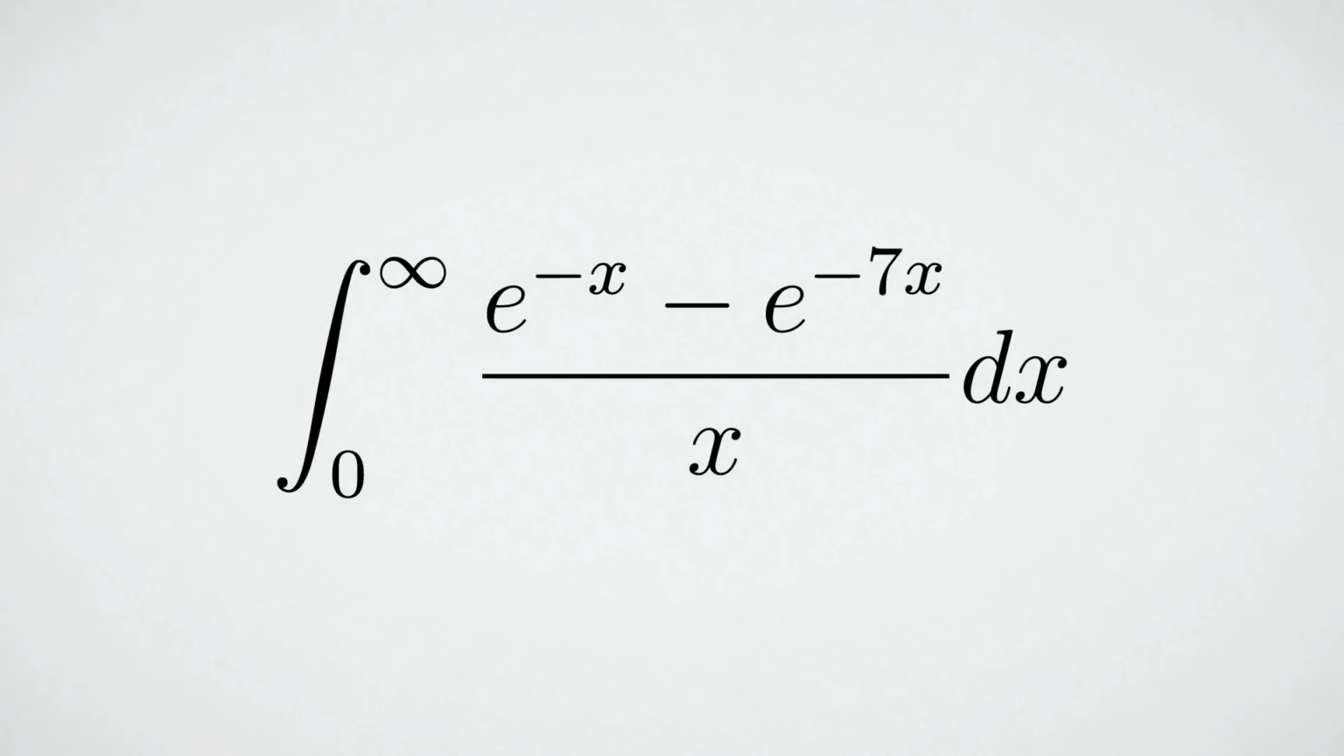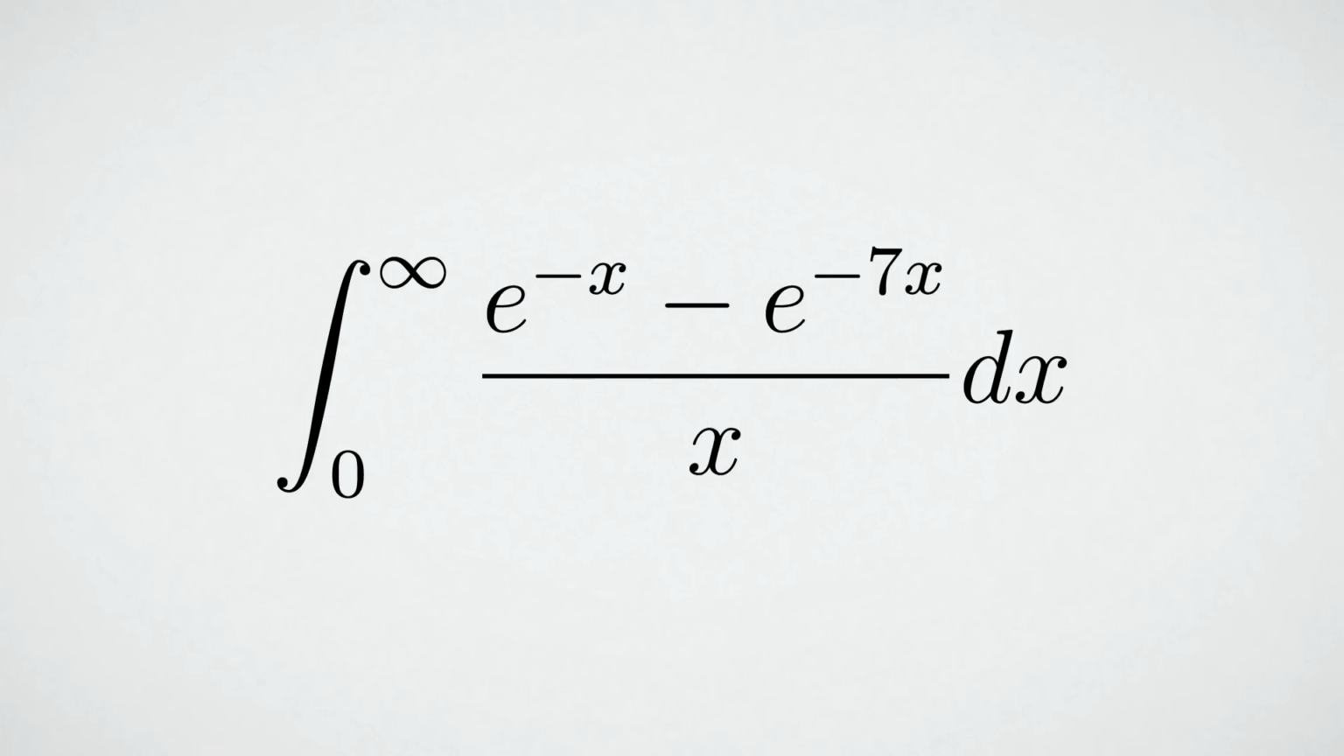Okay, let's look at another one. So, this is what we call an ugly integral. Integral from 0 to infinity of e to the negative x minus e to the negative 7x over x dx. It has no elementary antiderivatives.